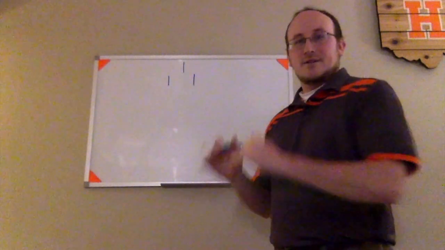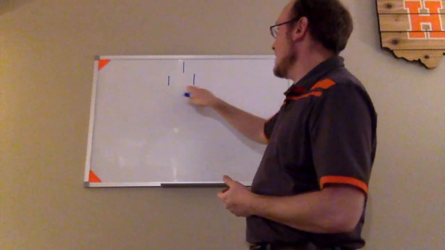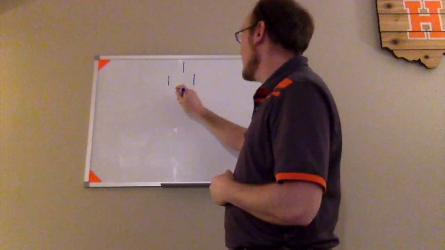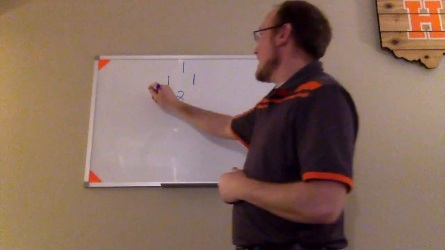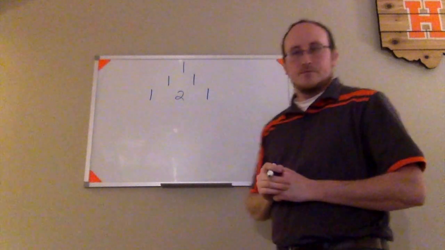Now, from here on out, once we start with that base there, we're going to create the next row by following a pattern. What we're going to do is take these neighboring numbers in this row and add them together to create a new number. 1 and 1 makes 2. And then we're going to add an extra 1 on the end of each row.